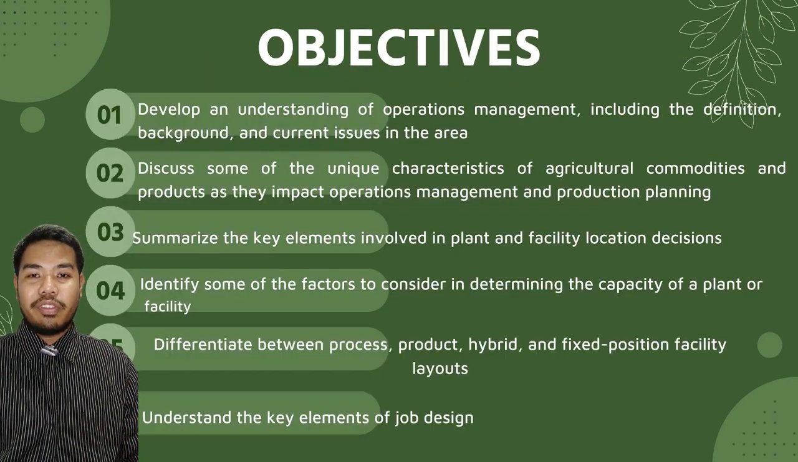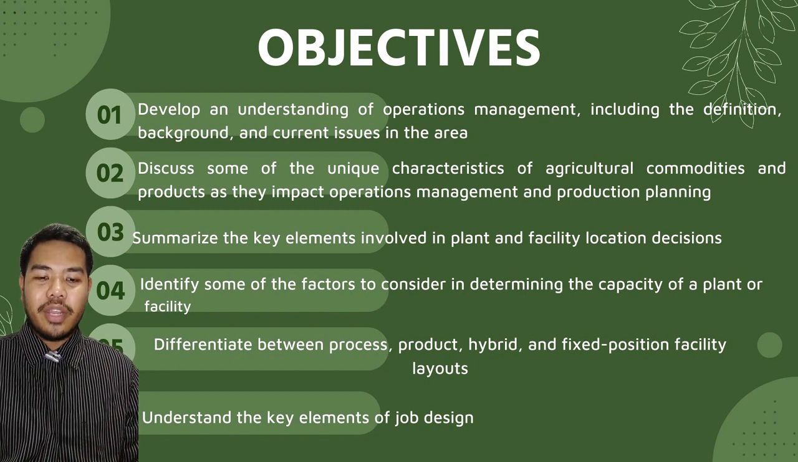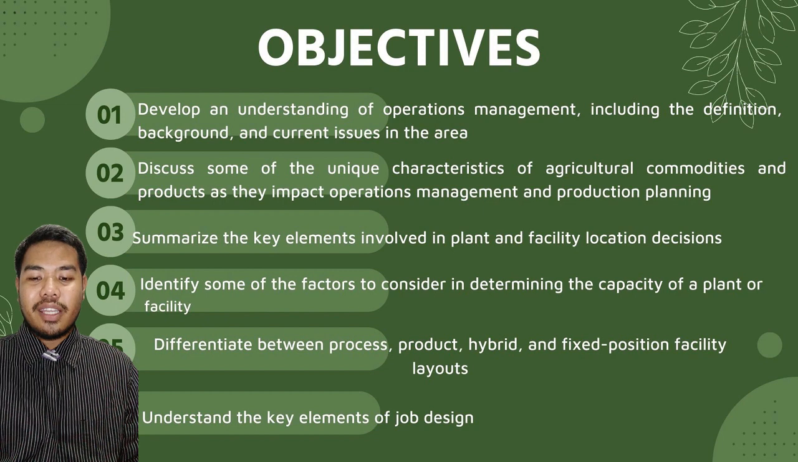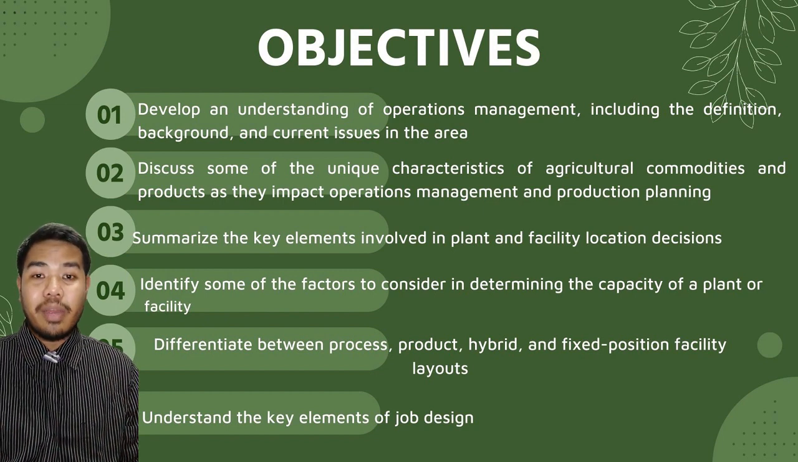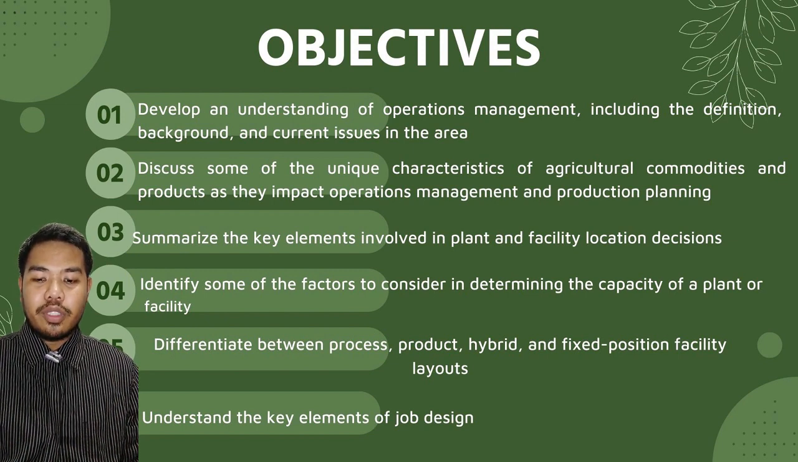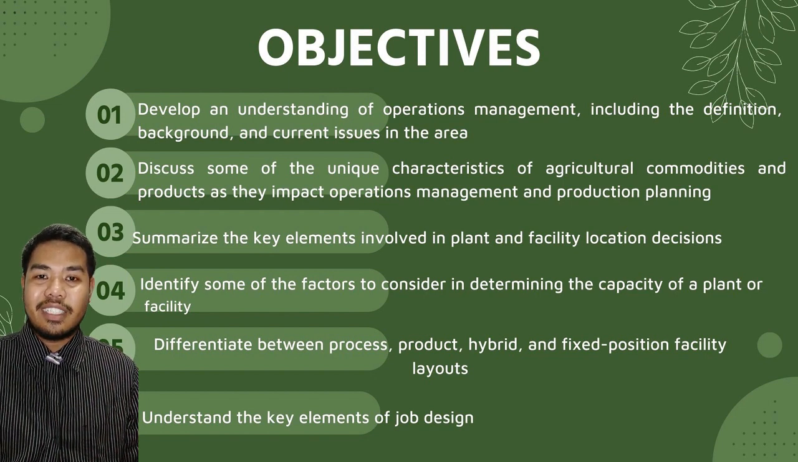And now let's move on with production planning and management objectives. The first objective is to develop an understanding of operation management, including the definition, background, and current issues in the area. Second, discuss some of the unique characteristics of agricultural commodities and products as they impact operation management and product planning. Third, we have to summarize the key elements involved in plant and facility location decisions.